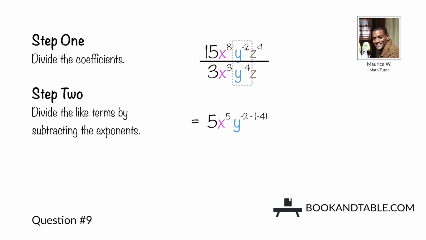Y to the negative 2 divided by y to the negative 4 is equal to y to the negative 2 minus negative 4. Negative 2 plus 4 is equal to positive 2. And z to the 4th divided by z is equal to z to the 4th minus 1, which is 3. So the final answer to question number 9 is 5x to the 5th y to a power of 2 times z cubed.